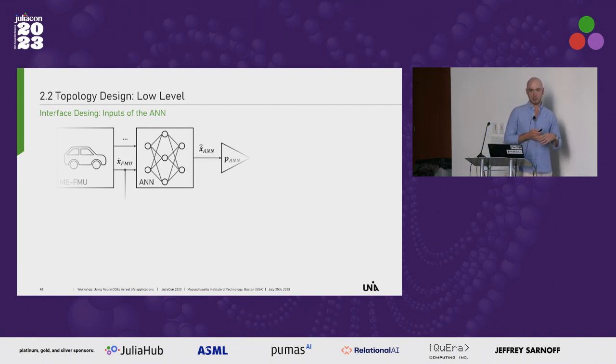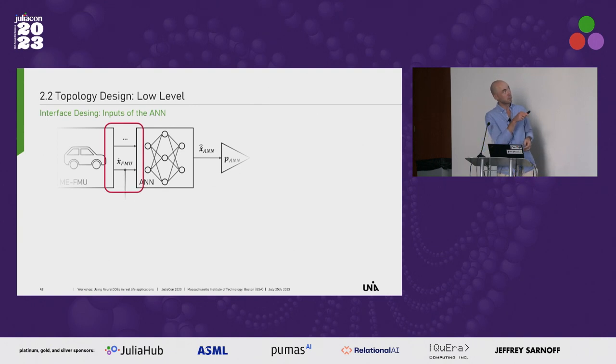Now that we have the overall topology structure, we need to talk about the structure in more detail, because what signals from the FMU should be connected to the ANN? So this part here. What are these three dots? To input time itself in the artificial neural network is not a good idea, because we don't want to learn an explicit time-dependent effect, we want to learn some physical effect. Our system has no external inputs, so we don't need them here either.